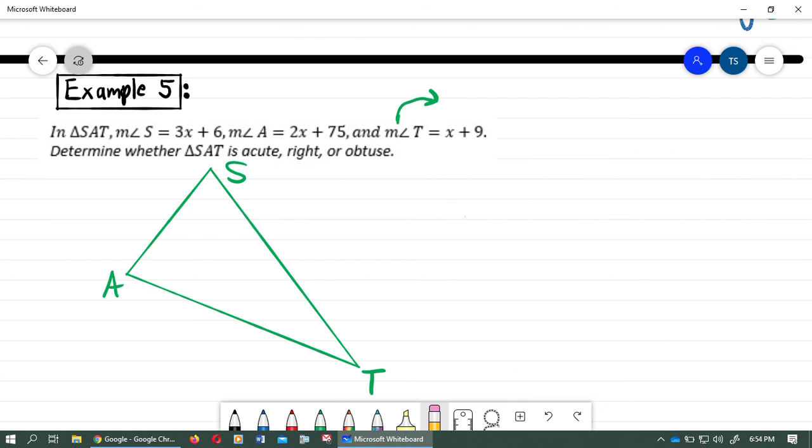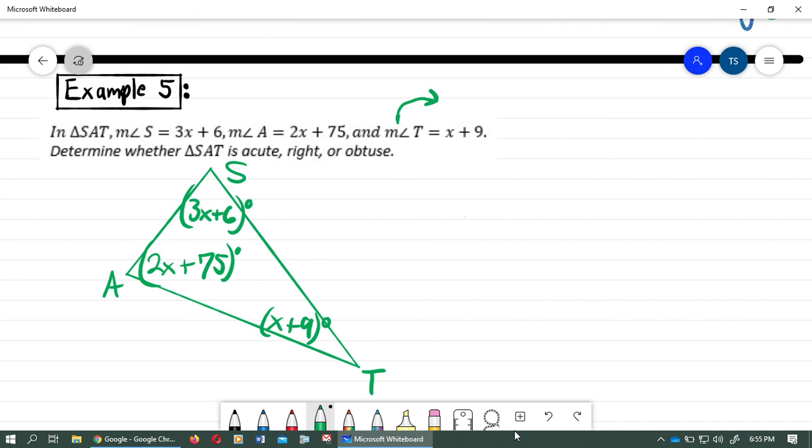The measure of angle S is 3x plus 6. The measure of angle A is 2x plus 75. And the measure of angle T is x plus 9. Okay, so that's how you would draw out your diagram and label the parts that they give you with a question or problem that looks like this.